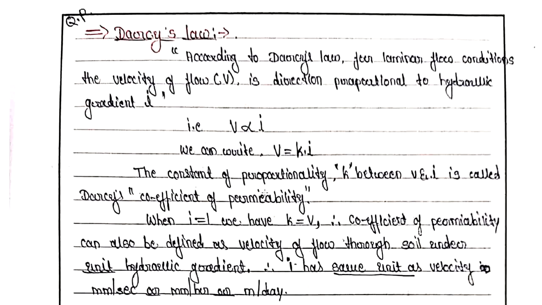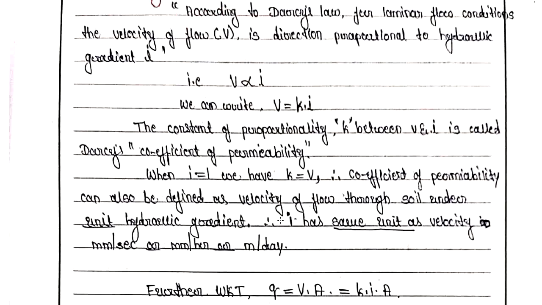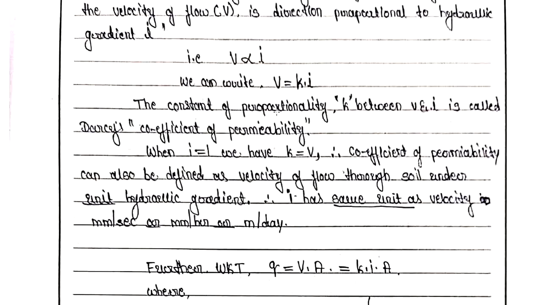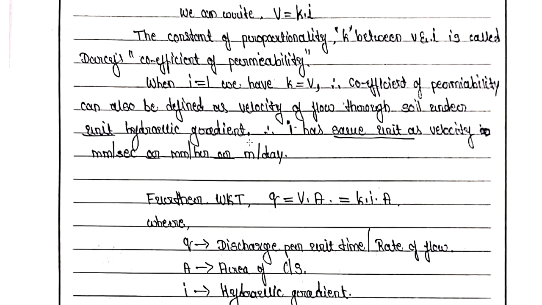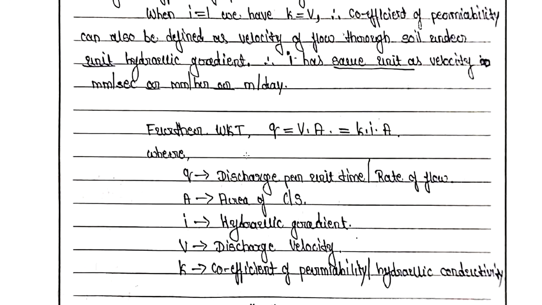The coefficient of permeability is defined as the velocity of flow through soil under unit hydraulic gradient, because when the hydraulic gradient is equal to 1, that is unit, V is equal to k. That's why we can say that when the hydraulic gradient is equal to 1, the velocity of flow through soil is equal to k. So k has the same unit as the velocity.